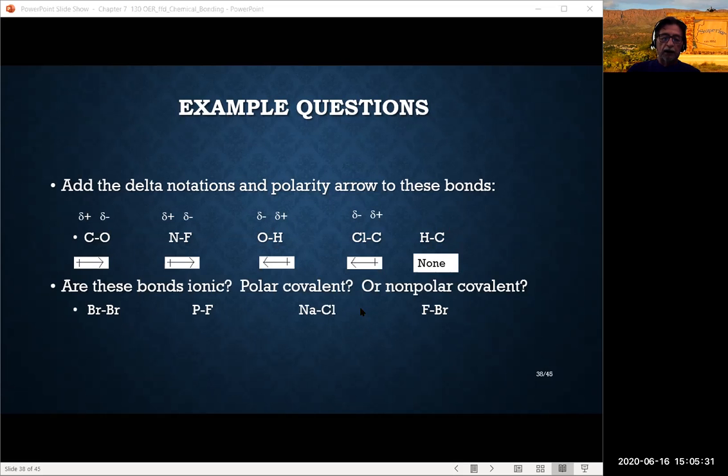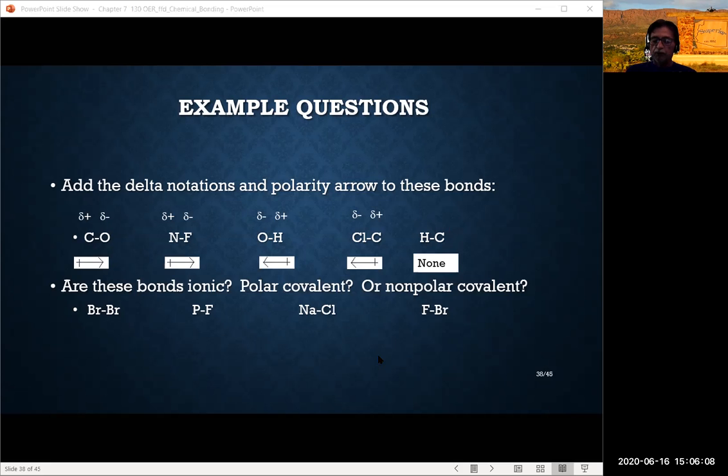Okay, so they're asking you the question here, are these bonds ionic, nonpolar covalent, or polar covalent? Well, the first question says ionic. Remember the criteria for being an ionic compound? They have to be a metal and a nonmetal, right? And there's only one example here that has a metal and a nonmetal, and that's sodium chloride. Okay, so everyone else must be covalent compounds, and they are.